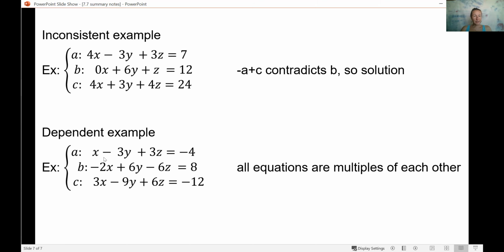So take a look. If I add equation B and C, I'm actually going to get equation A. All right. So because the equations are multiples of each other, something's overlapping. Some of these graphs are overlapping and they're identical planes. So we are not going to have one single solution. Here you'd say dependent, infinite solutions.